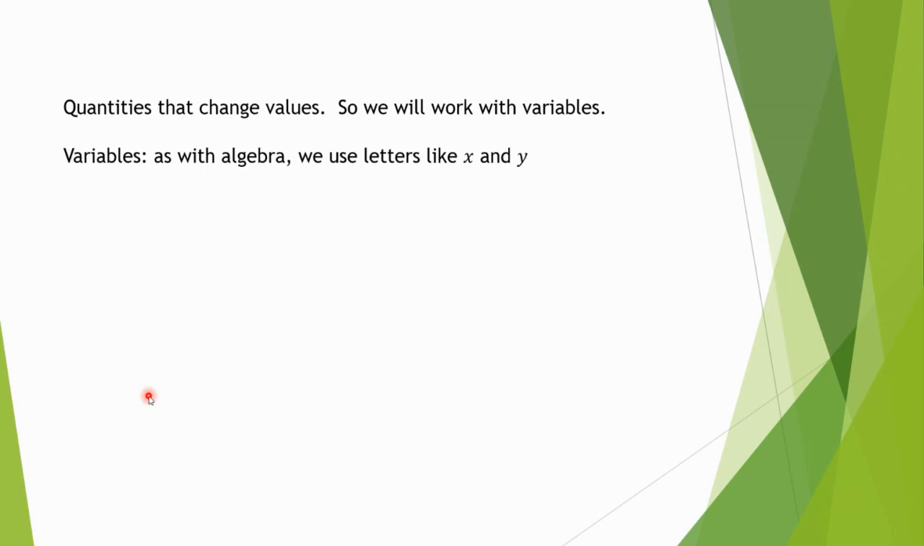Now, in these functions and relationships, we're going to be dealing with quantities that can change values. And that's what a variable is. A variable is something that changes value, like height, age, how much sleep you get, how much exercise you do. Those are variables. And although you might know this already, in algebra, with variables, we like to use letters such as X and Y.